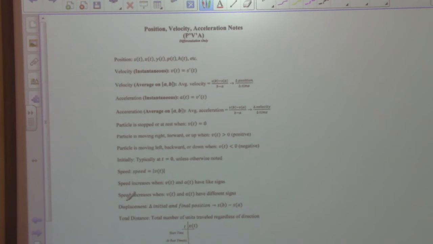And then we come into a concept of displacement. Displacement is the change in position, final position minus starting position. And then there's a concept of total distance, the total number of units traveled regardless of direction. So this is a list of things that we've in part talked about, but we're going to explore later on here. Displacement? How is that in regular physics?